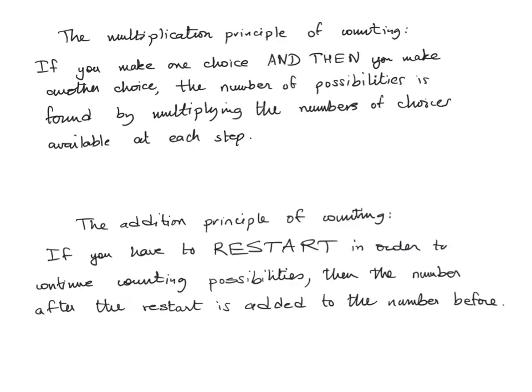So ultimately, the multiplication principle of counting says if you make one choice and then you make another choice, the number of possibilities is found by multiplying the number of choices available at each step. The addition principle of counting says if you have to restart in order to continue counting possibilities, then the number after the restart is added to the number before. So it's all about whether it's one choice and then another choice and you're continuing that process on, or you have to start over again, restart your counting, in which case then you add.